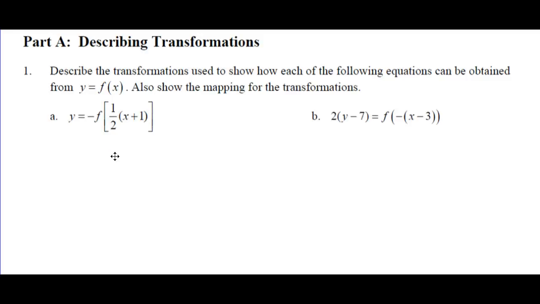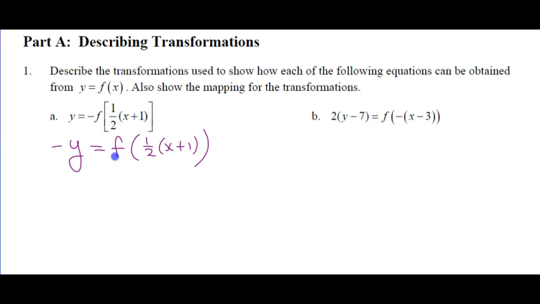Describing transformations. Part A. Describe the transformations used to show how each of the following equations can be obtained from y equals f of x. Also show the mapping for the transformations. So we do two things: we're going to have the description in words, and then a mapping saying that (x, y) becomes this. The first thing we're going to do is get everything over, so the negative is going to go with the y. Negative y is equal to f of 1/2 x plus 1.